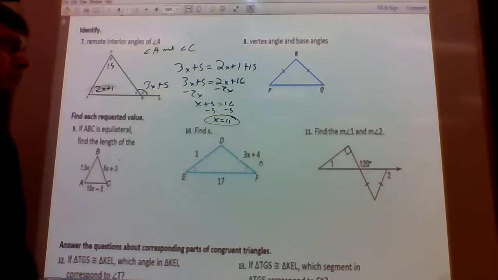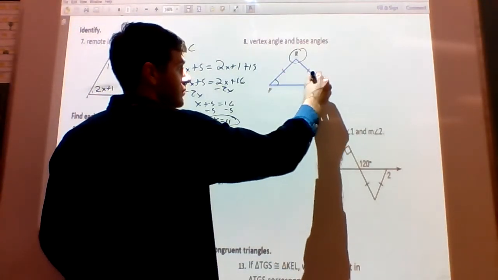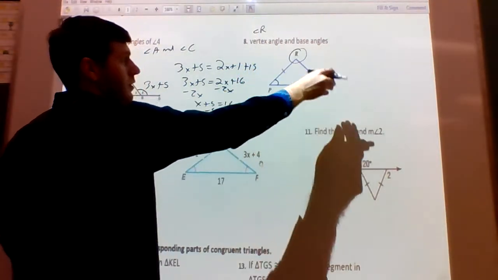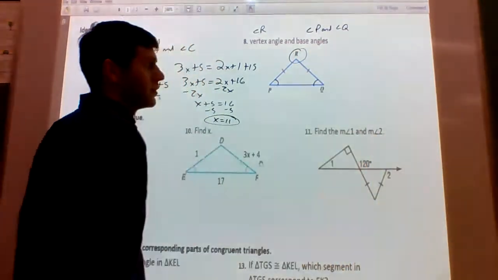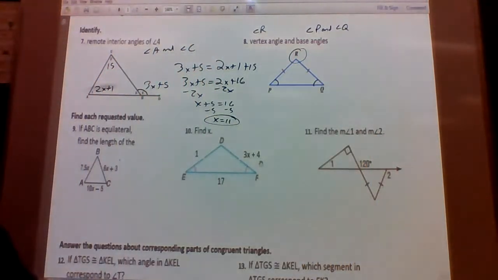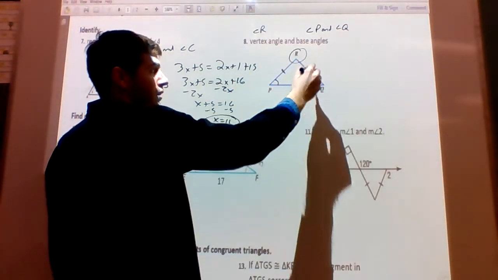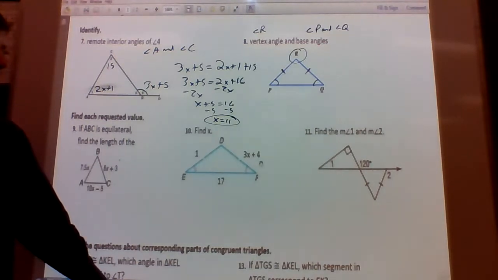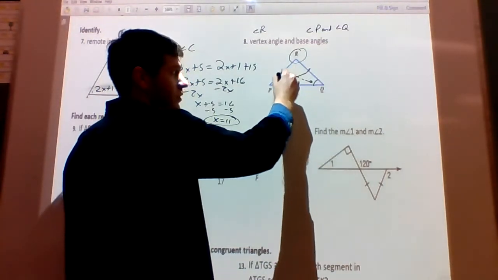Number 8. So vertex is R, base angles are angle P and angle Q. The base angles of the triangle are the two angles of the isosceles triangle. This is an isosceles triangle. PR is congruent to QR, so we have an isosceles triangle. So the base angles are congruent. So angle P and angle Q are the angles that are opposite the congruent sides.